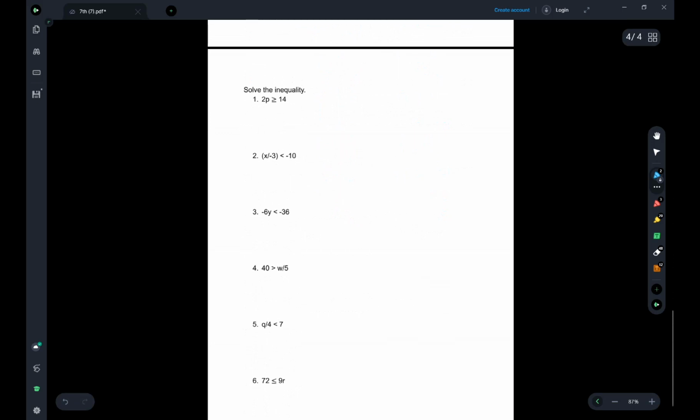So, for this one, first one, let's go with the easiest one. 2p is greater than or equal to 14. Don't let the symbol in the middle intimidate you. It's literally the same thing as doing an equal sign. So 2p is equal to 14. It's the same concept as this. If you were solving this equation, you would divide both sides by 2, and you would get 7. P equals 7.